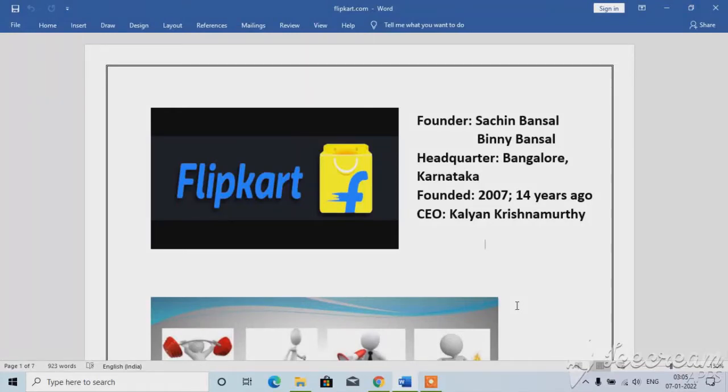Today I am going to introduce the SWOT analysis of Flipkart. The founders of Flipkart are Sachin Bansal and Binny Bansal. It was founded in 2007, 14 years ago. Its headquarters is situated in Bangalore, Karnataka. And now the CEO of Flipkart is Kalyan Krishnamurthy.